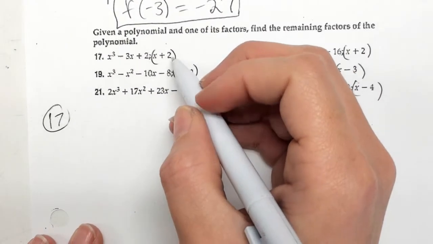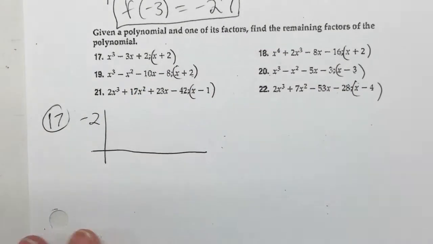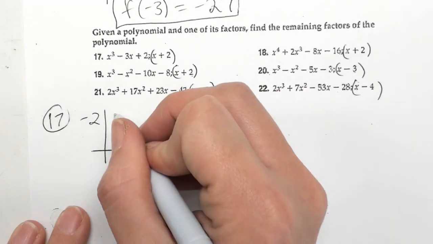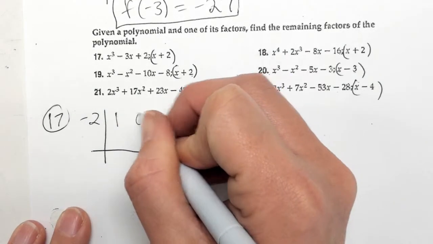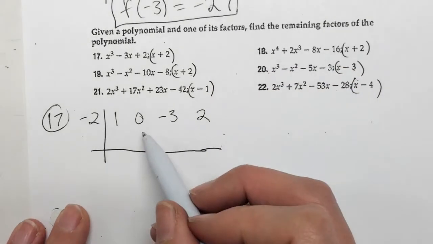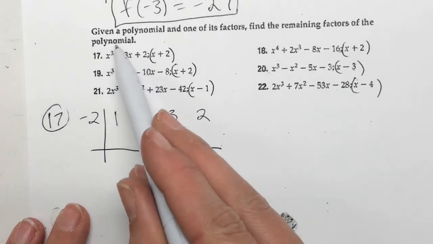Whatever this is set equal to 0, which is what? Good. Now using synthetic. What are our coefficients? 0. Good. We had to put a 0 because if you can see here we skipped from x cubed to x. We're missing that x squared.